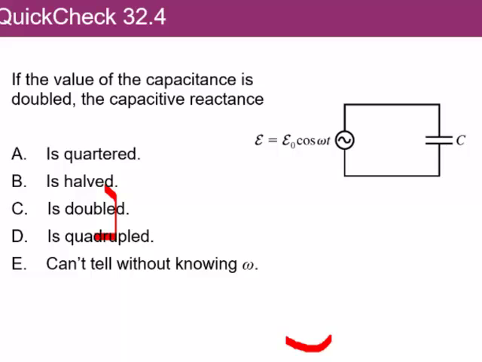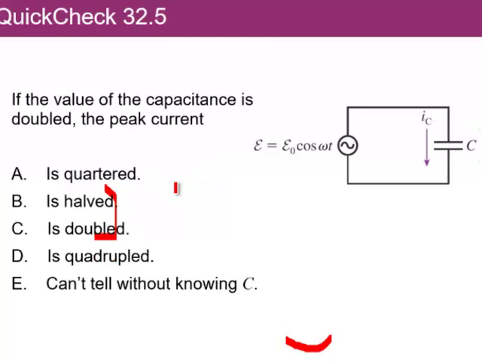I'm not sure why I'm getting these things here, but anyway, the question is, if the value of the capacitance is doubled in the circuit, what would happen to the capacitive reactance? Would it be quartered, halved, doubled, or quadrupled? So think about that for a second, and here's the answer. It is half, because the capacitive reactance is 1 over omega C, so if you double C, then this will be decreased by a factor of 2.